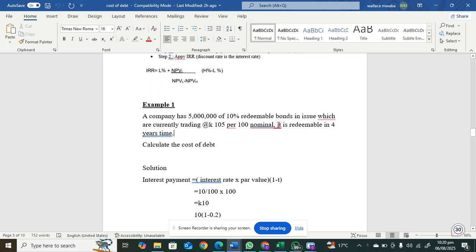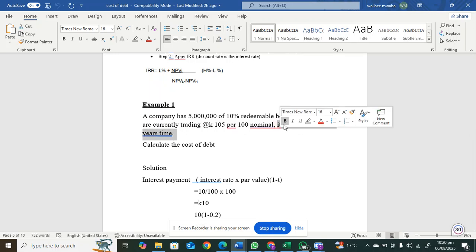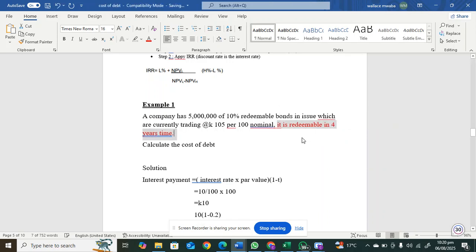So as I said, colleagues, how you know whether debt is redeemable or irredeemable: if they mention that it's redeemable in 4 years' time or it matures in 4 years, if time is given in the question in terms of years, then you know you're dealing with redeemable debt. So here we have to calculate the cost of debt.